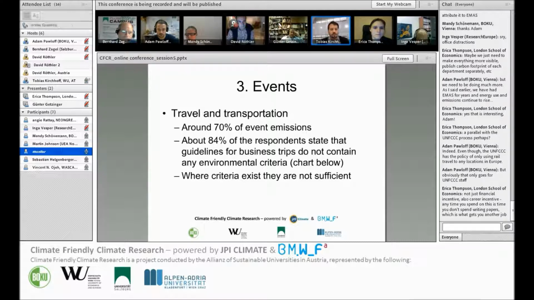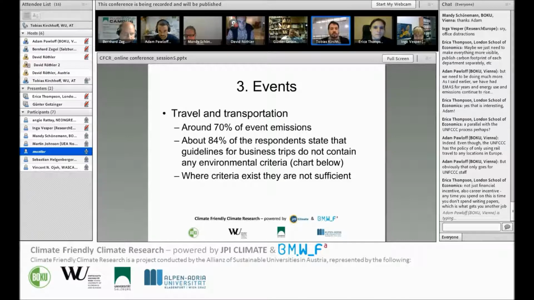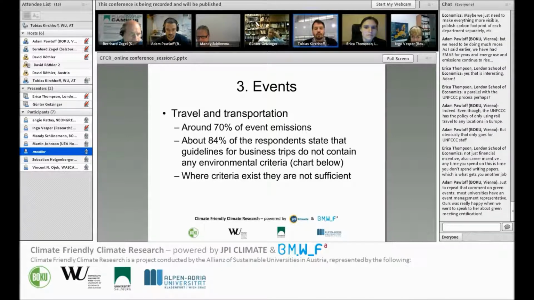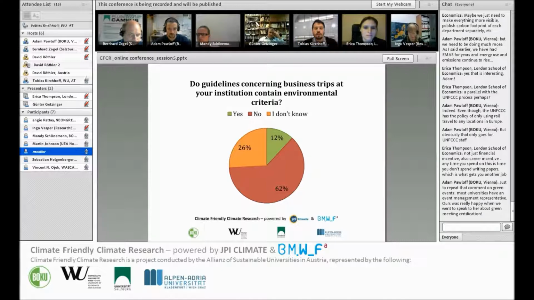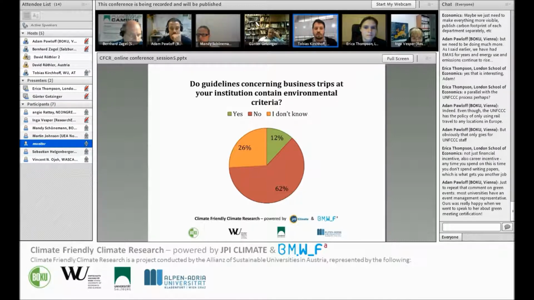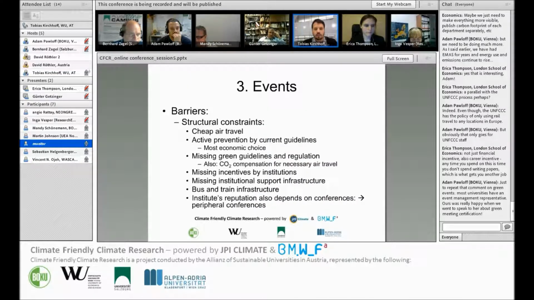So travel and transportation account for 70% of event emissions, and astonishingly or not astonishingly, 84% of the respondents of my survey state that they don't have any guidelines that take any environmental criteria into account. And where these criteria exist, most of them think that they are not sufficiently developed. You can see the results of this survey right here. And I'm going to ask you a similar question later on.